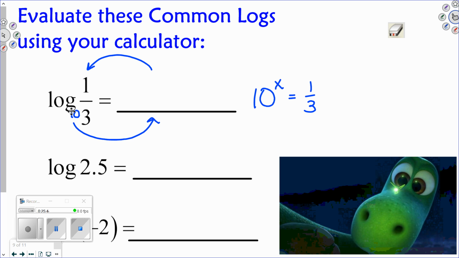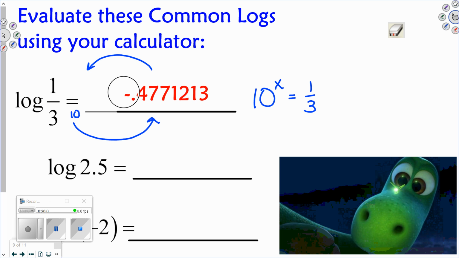If it's a different base, I will teach you how to do that. I believe it shows up in tomorrow's notes. We're baby stepping. All right, so we should have gotten negative 0.4771213, yada, yada, yada.